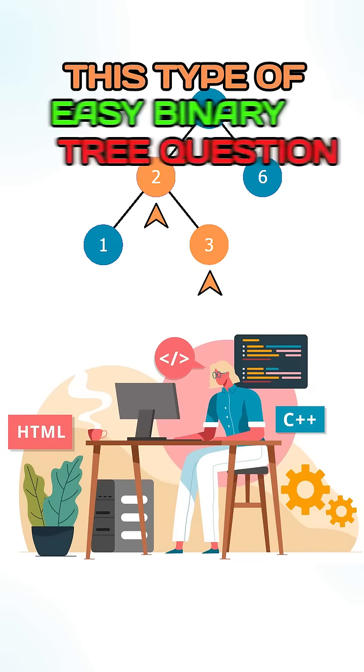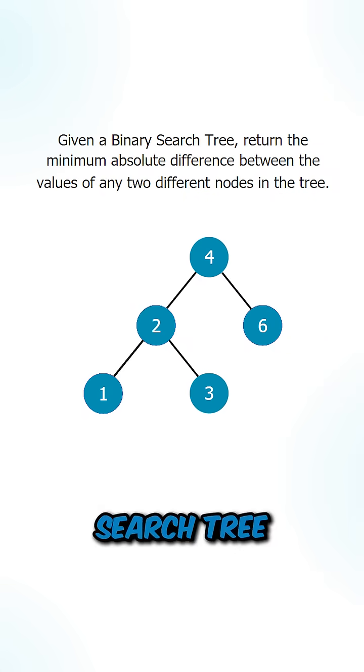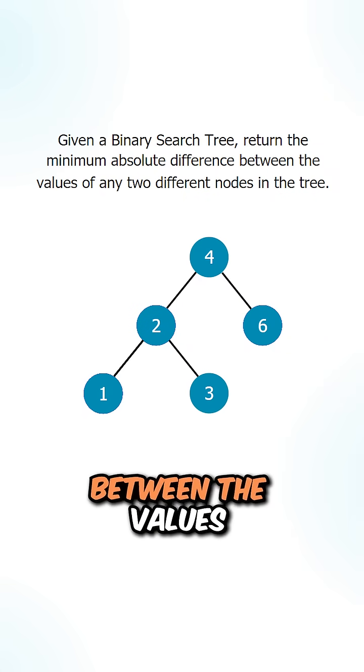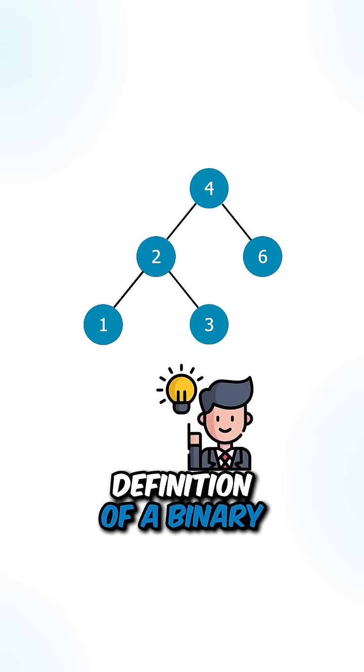This type of easy binary tree question appears in Amazon interviews. Given a binary search tree, return the minimum absolute difference between the values of any two nodes inside the tree. Let's first go over the definition of a binary search tree.